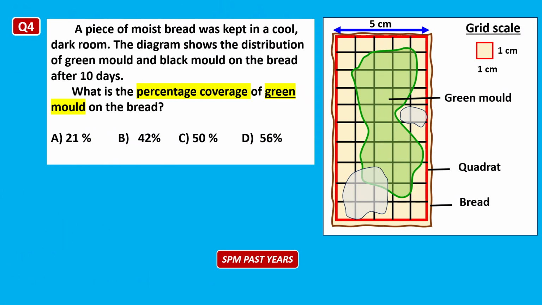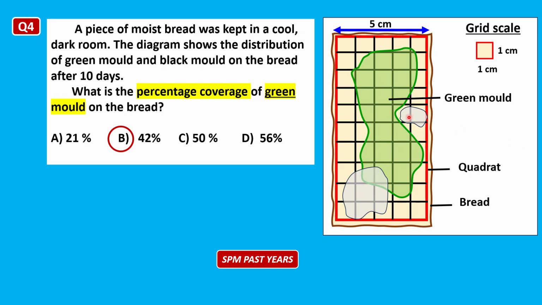Question 4, the last question. A piece of moist bread was kept in a cool, dark room. The diagram shows the distribution of green mold and black mold on the bread after 10 days. What is the percentage coverage of green mold on the bread? So try this question first, and then we'll discuss the answer. Right, what is your answer? 42%. Okay, so let's see how to get this answer.